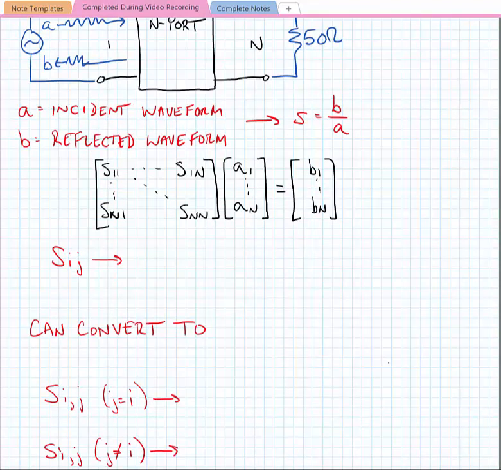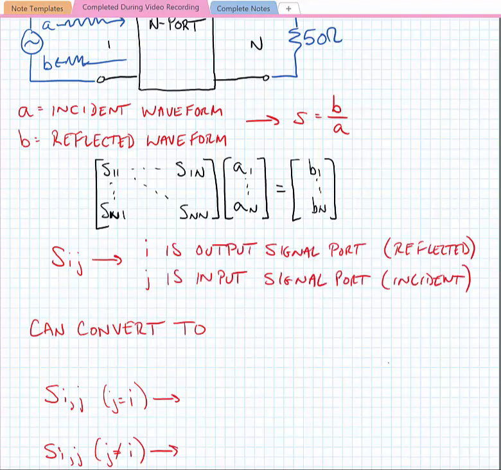If I write this out in a matrix form, I apply my S parameters by my incident waveform matrix, and I would receive my reflected waveform matrix. So S times A is equal to B. In general, if I have an S parameter, Sij, I is the output signal reflected and J is the input signal incident. Also, we can convert to other network parameters, for instance Z and Y parameters, through well-known relationships that are available in many texts such as Pozar.